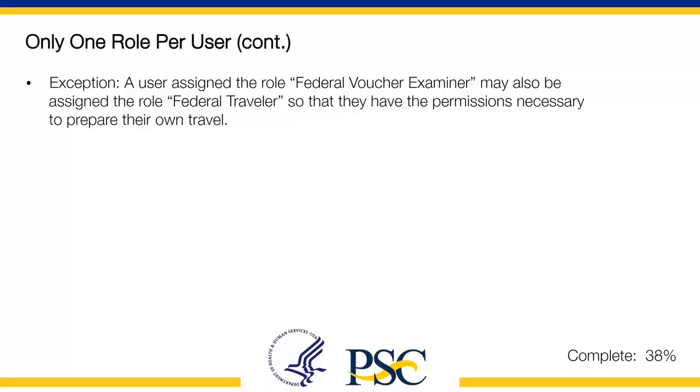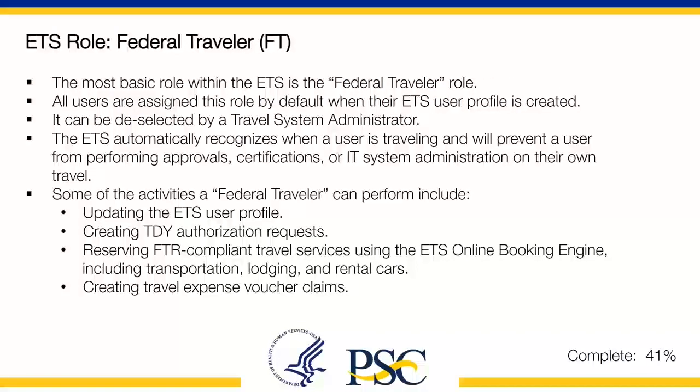Exception: a user assigned the role Federal Voucher Examiner may also be assigned the role Federal Traveler so that they have the permissions necessary to prepare their own travel. The most basic role within the ETS is the Federal Traveler role. All users are assigned this role by default when their ETS user profile is created. It can be deselected by a travel system administrator. The ETS automatically recognizes when a user is traveling and will prevent a user from performing approvals, certifications, or IT system administration on their own travel.